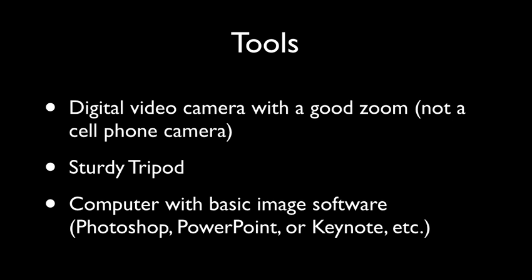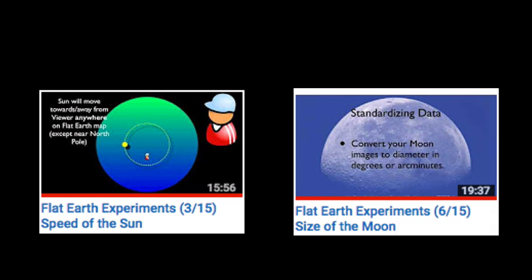Tools. This video will require that you have a video camera with a good zoom and not a smartphone camera, and a rock-steady tripod. You'll need to be able to download the video from your camera to your computer for analysis. We'll use elements from the last video on photographing the moon to record its size, as well as the math involved from video number 3 on the speed of the Sun.